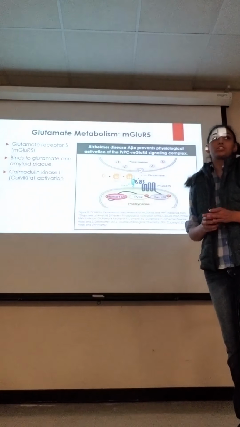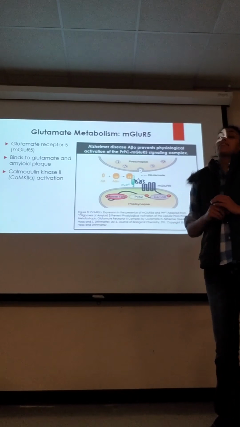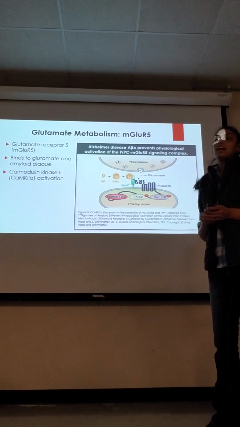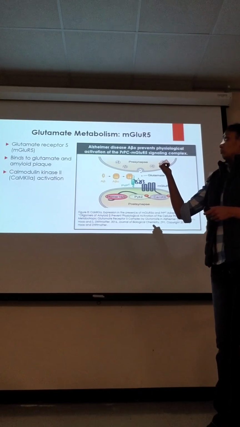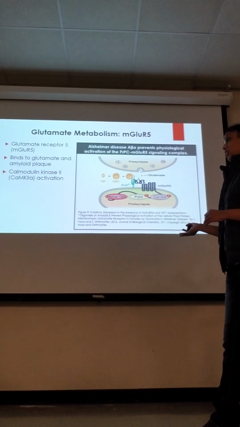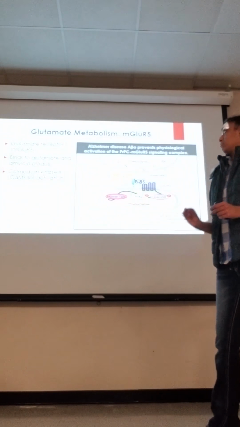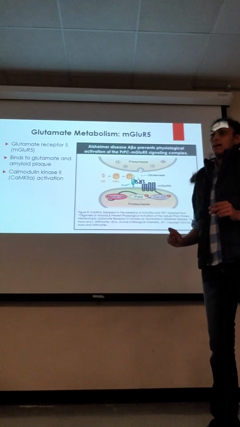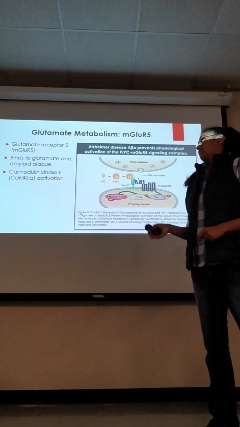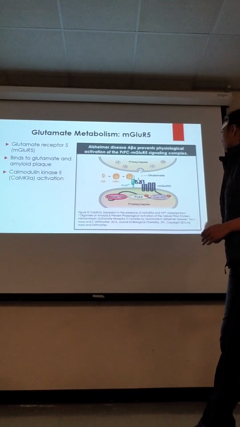In addition to glutamate transporters being dysregulated or decreased, glutamate receptors are also decreased, leading to altered energy metabolism. Metabotropic glutamate receptor 5 is one of the key receptors on neurons. It can bind to glutamate and amyloid plaques. The receptor doesn't bind directly to amyloid plaques. It indirectly binds with prions, which are attached to amyloid plaques. Once the receptor has been activated by glutamate or amyloid plaques, calmodulin kinase 2 can be activated.